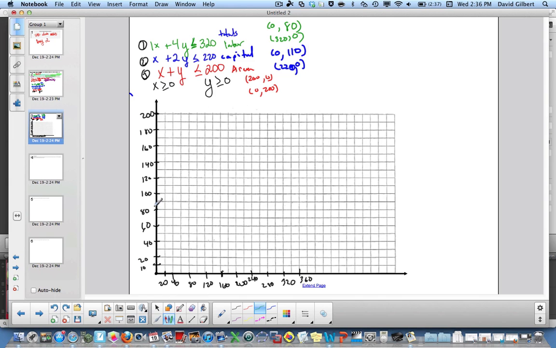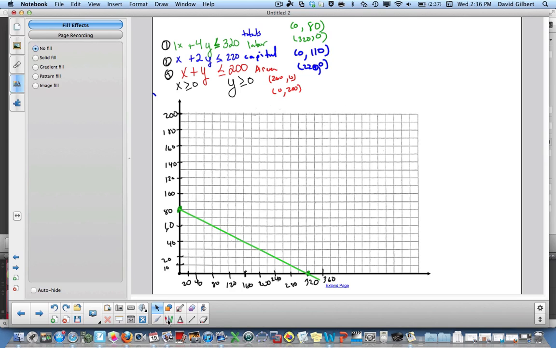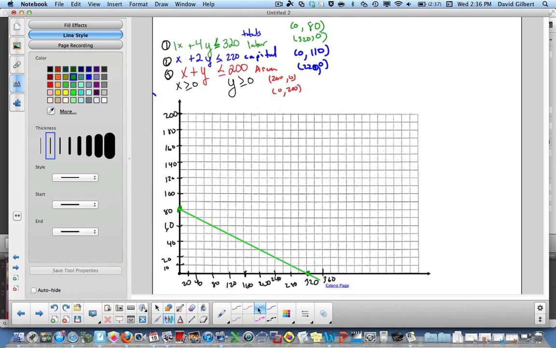Alright, so I chose a scale of 10 on my y-axis. My first intercept is 0, 80, and 320, 0. So now I draw that line. And I can't assume necessarily that these lines are going to meet where I want them to, so we'll have to check that after. The next line would be the labor, or the capital rather.